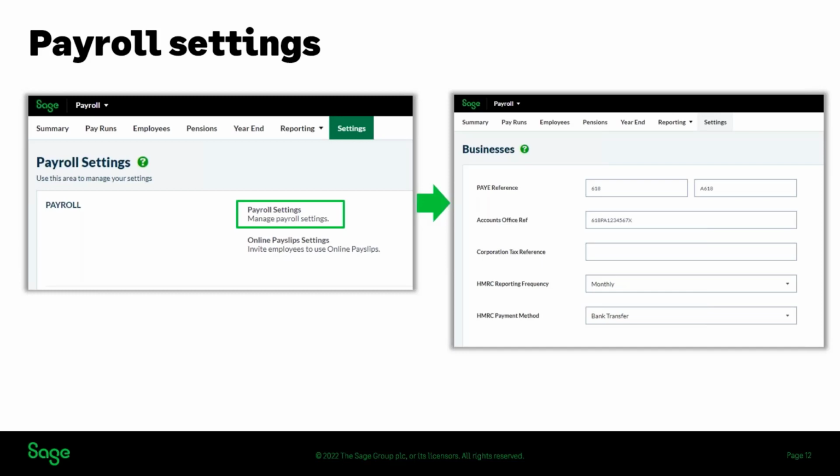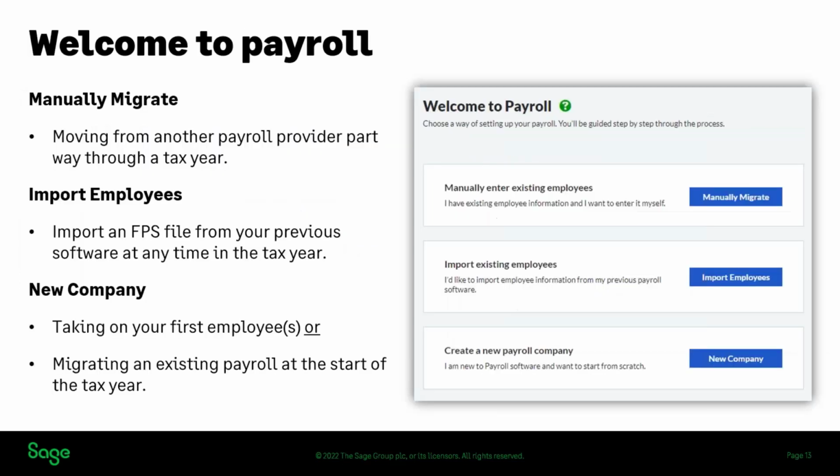That's then going to take us into a welcome wizard, and that's when you'll choose how you want to set up your software. So it's going to give you 3 options in the welcome wizard. The first 2 are the ones that you would use if you're moving a payroll to Sage, and you've got existing employees and year-to-date information. So you can either do this manually, where you would enter the employee details and the year-to-date values yourself, or you can import your employee information from an FPS file from your previous software.